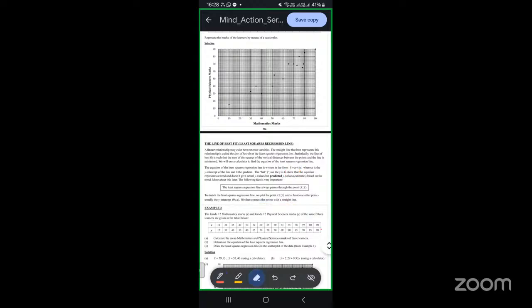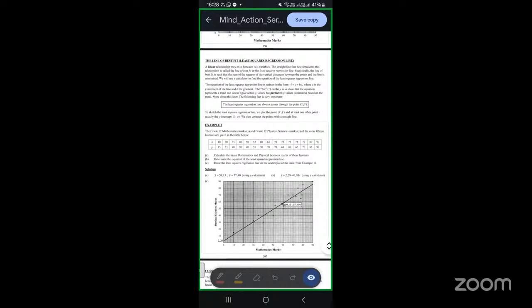Okay, then let's go to example 2. Example 2 here is a continuation of that one. They are still repeating that the grade 12 marks for maths are represented by X, and the grade 12 physical sciences marks are represented as Y, of the same 15 learners given in the table below. Now we know that table. Then number A requires us to calculate the mean of the mathematics and physical sciences marks of these learners.